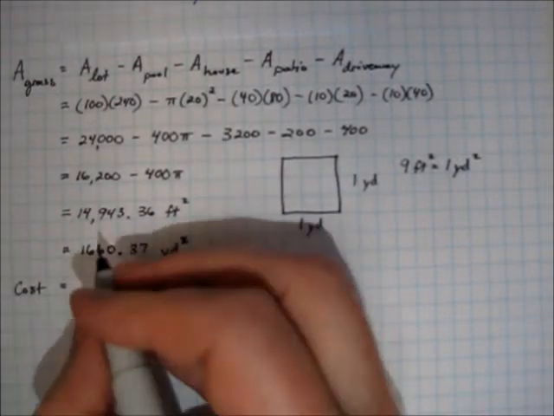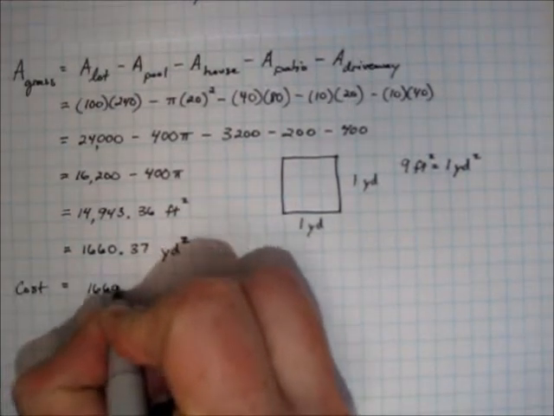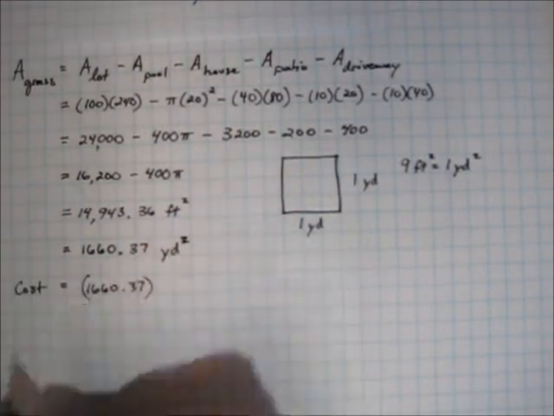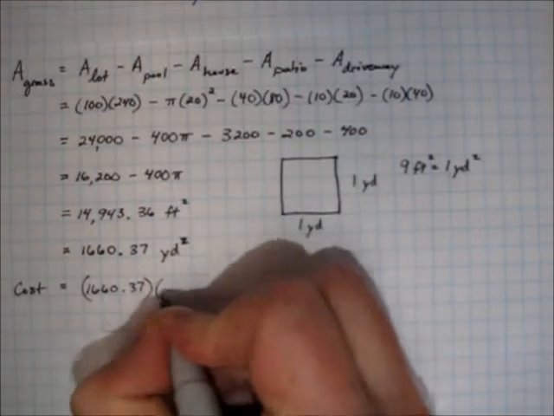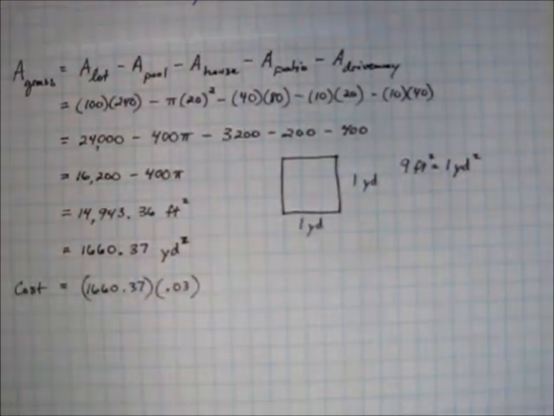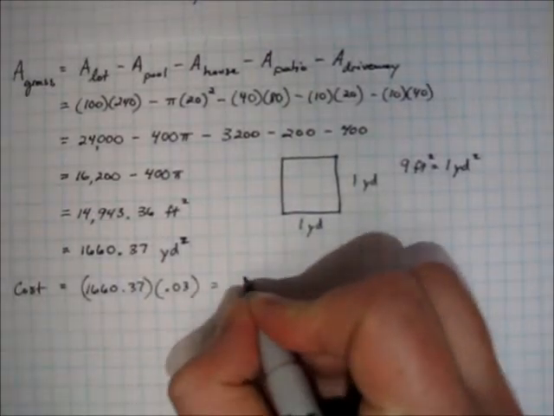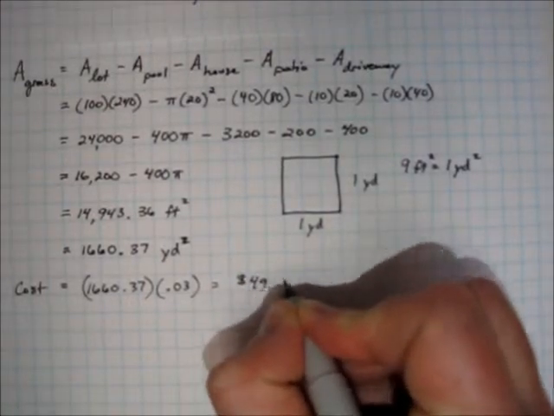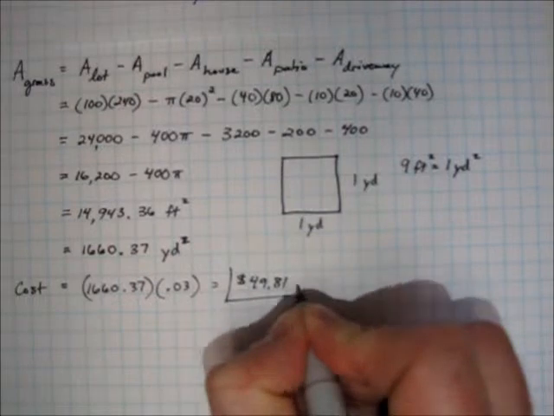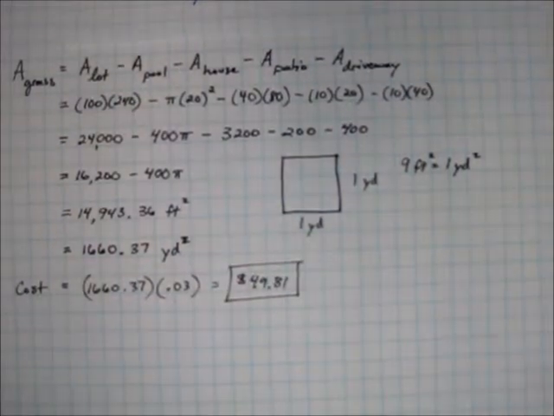Now that I know the square yardage, it's 1660.37, and each one of those square yards costs 3 cents. So multiply 1660.37 times 0.03, and we get $49.81. And that's our answer to the cost to cut this yard.